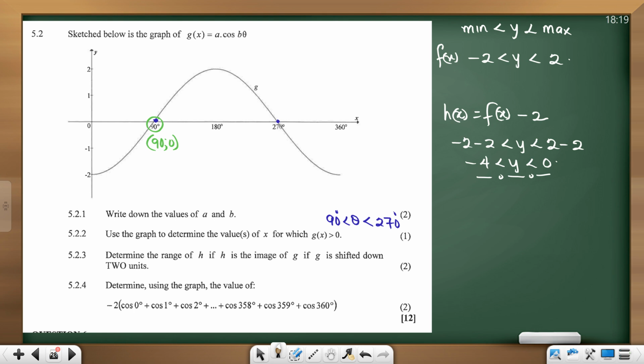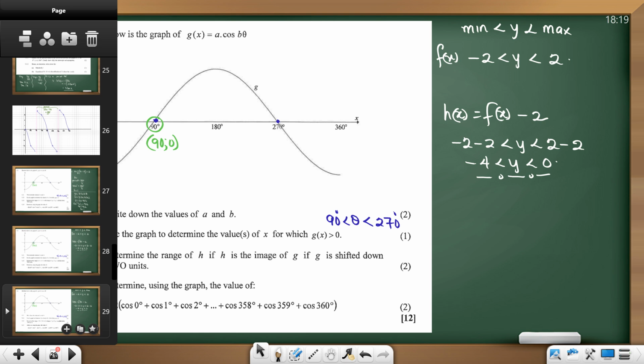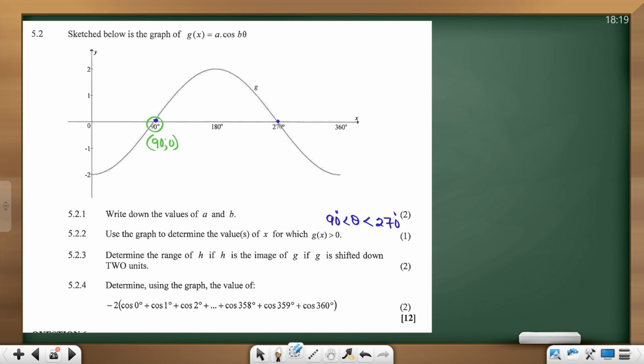Okay. Let's try to study the graph quickly and see if we can make some sense out of the graph. All right, let's check. This examiner is quite clever. Number 5.2.4. Negative 2, definitely that's going to stand. Now, what is cos 0?